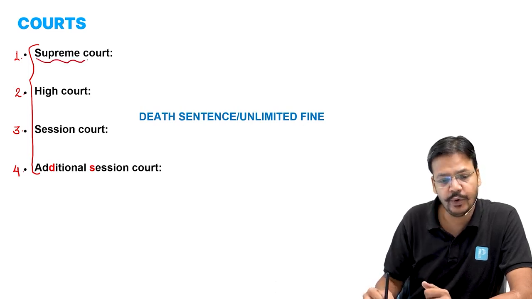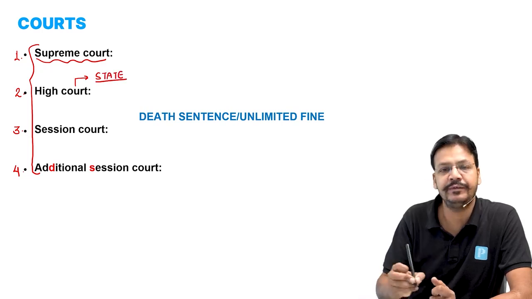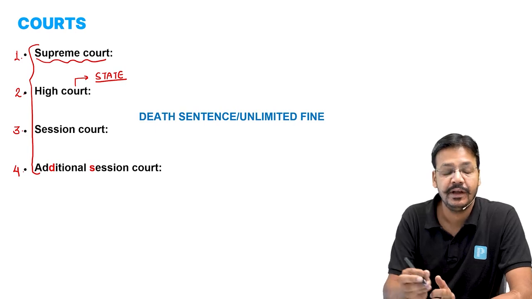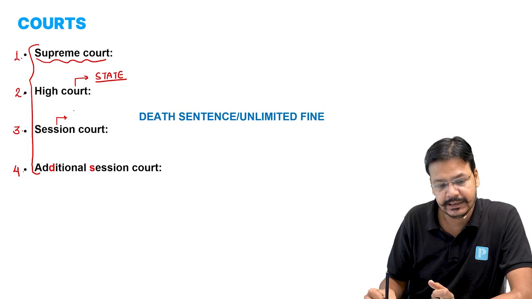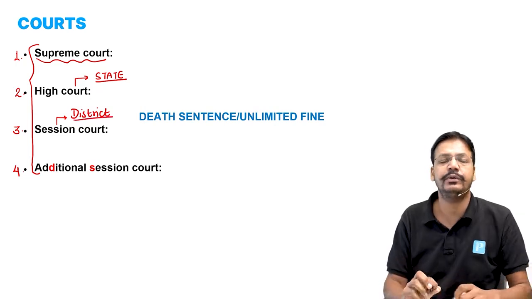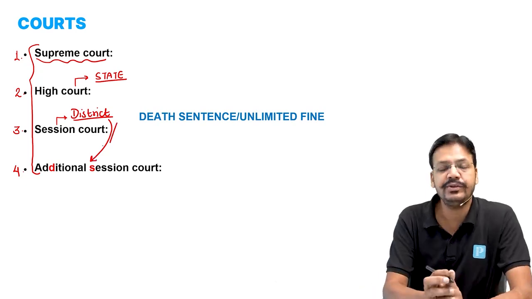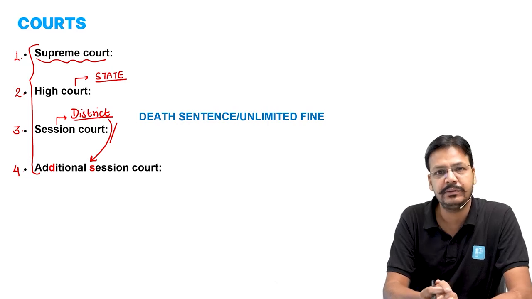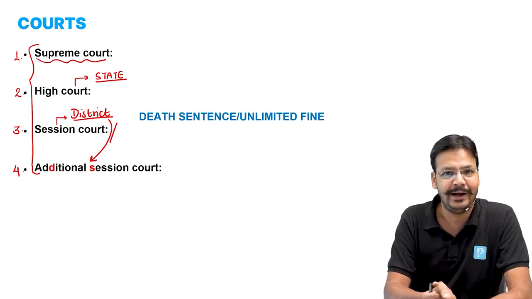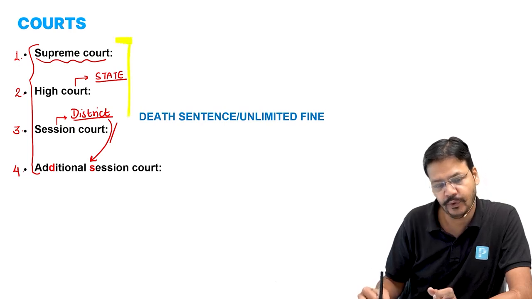Everyone knows that Supreme Court is the biggest court of the country. High Court is the biggest court of the state. Session Court is the biggest court of the district. And in the same manner, the district also has Additional Session Court. So both are district courts, session and additional session. Now we can say naam bada to kaam bada. So these are the 4 courts, my dear friend.